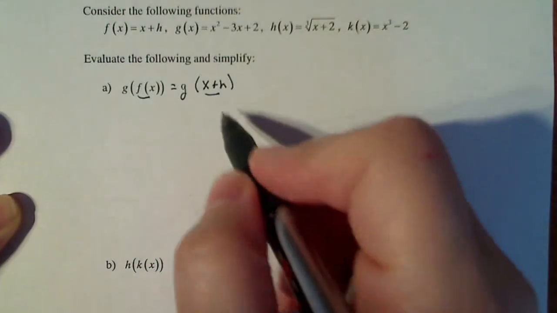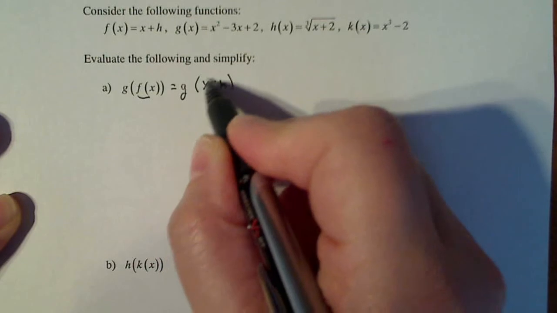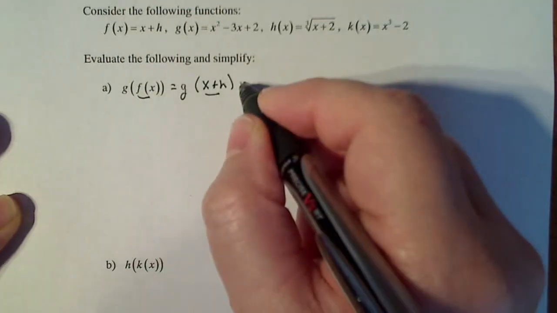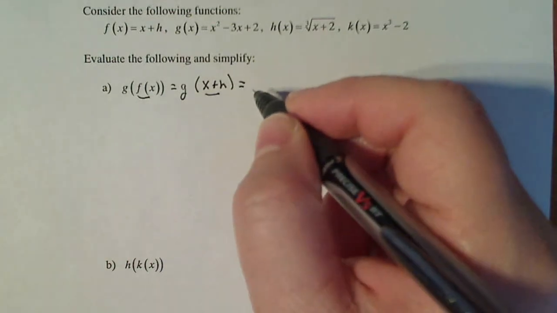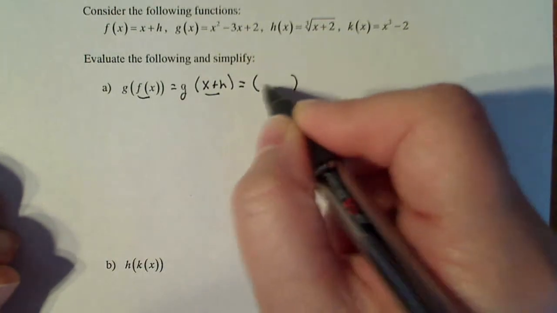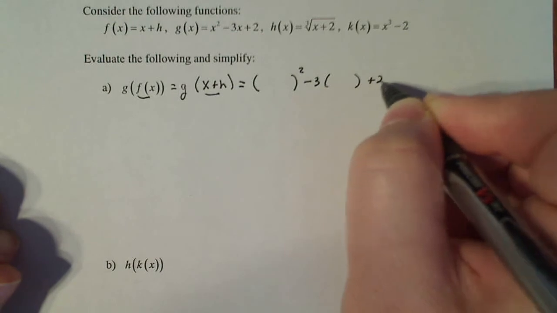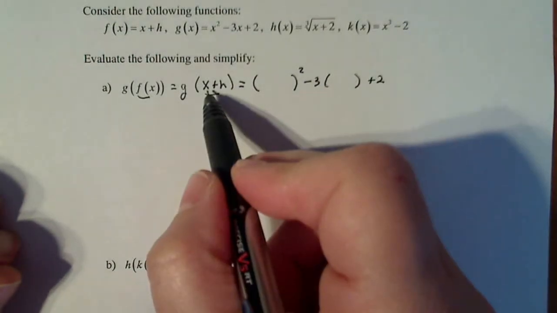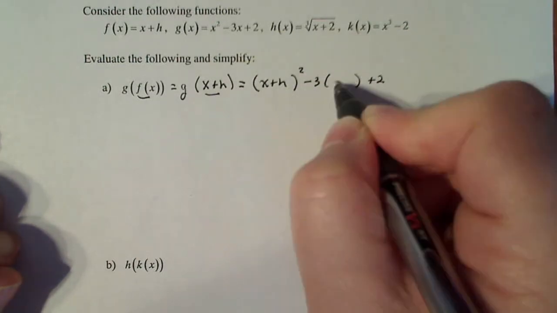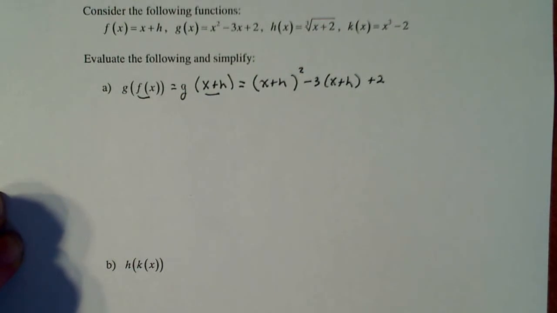Now, the next thing you want to worry about is taking this x plus h and replacing every x in g with x plus h. When I first started learning this, in order to be consistently right, I replaced every x with a set of parentheses. So x squared minus 3x plus 2. And then whatever showed up in here, I matched it in those other spots. X plus h, x plus h. Now the composition part of it is done.